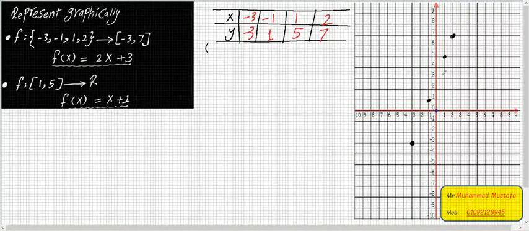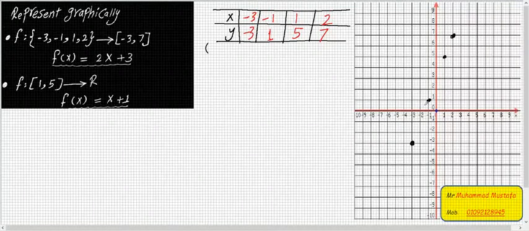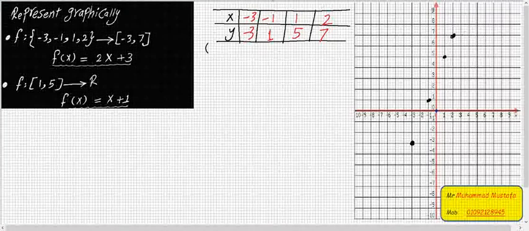Here we don't join these points because we only have the image of 4 points. If the domain of the function is a set, we never join all of these points.